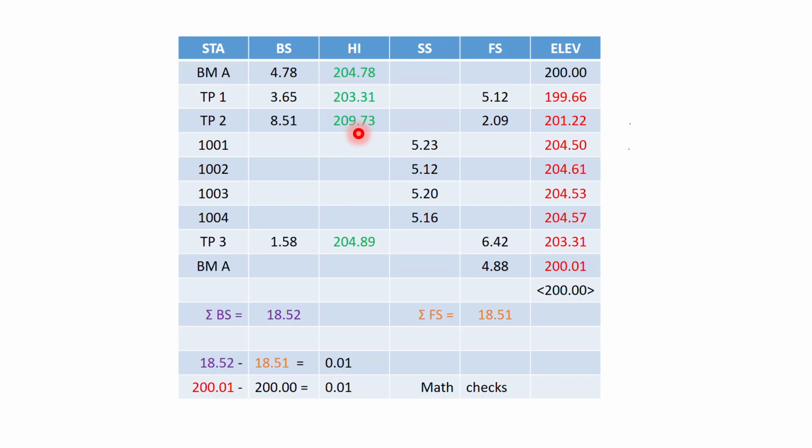I then come back to the 209.73 minus the 5.12 gives me this result. And I keep coming back to my HI to subtract the side shot until you can tell in your notes that you've moved, and you move when you see an actual foresight. So 209.73 minus the 6.42 gives us 203.31. Add the backsight, get a new HI, subtract the closing foresight to get a closing elevation. And I know it's a closing foresight because I'm back here sighting my original starting point, benchmark A again.